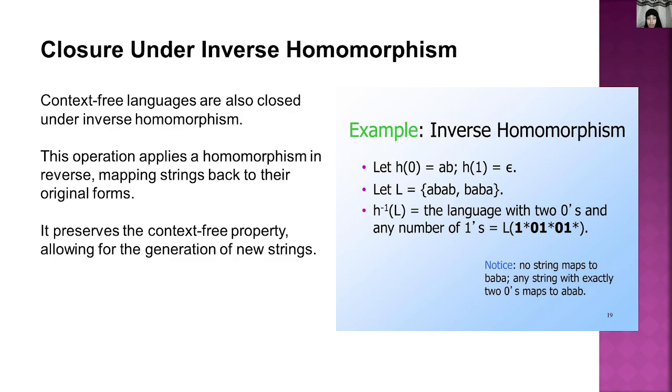Let L be the language containing AB AB and BA BA. H inverse of L is the language with 2 zeros and any number of ones, that is, 1* 0 1* 0 1*. What this tells us is that no string maps to BA BA, and any string with exactly 2 zeros maps to AB AB. So this is how it goes.